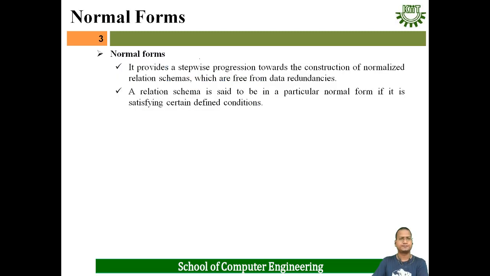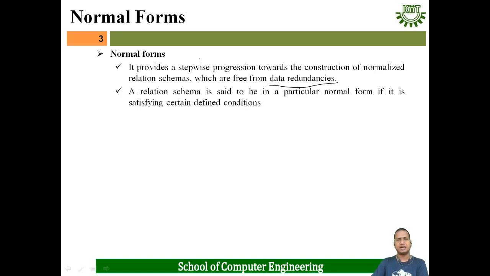First we will discuss normal form. It provides a stepwise progression towards the construction of normalized relation schemas which are free from data redundancy. The main objective of normal form is to reduce the data redundancy or to check the degree of redundancy of a relation. How much redundancy is present? How to check how much redundant data is present in a relation? That is generally known from the normal form of the relation.